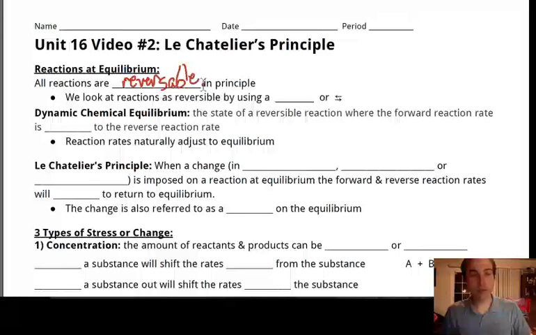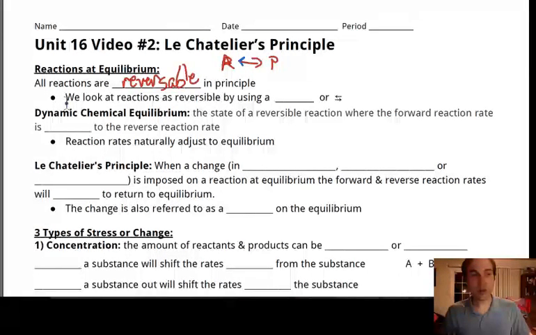in principle. Well, what does reversible mean? That means that they can both move in the forward direction, what we've talked about all year, where you have your reactants and they turn into your products, right? But it turns out that theoretically, another way of saying in principle, you could reverse that, and you could take the products and turn them into the reactants.